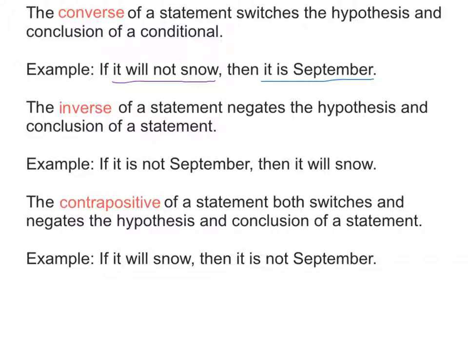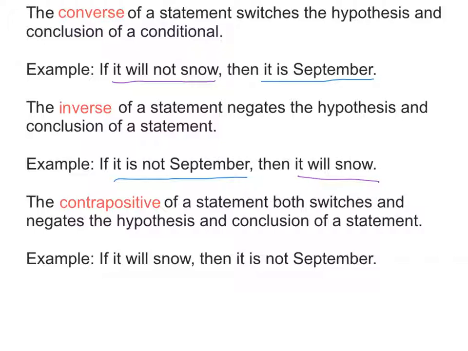The inverse of the statement keeps it in the same spot as the conditional, but negates the hypothesis and conclusion. So for instance, the original conditional was if it is September, then it will not snow. Well, now we negate this first part. So what is the opposite of it is September? Well, if it is not September. Then, well, what's the opposite of it will not snow? It will snow. That's my new conclusion. So we did the negation of both of these.